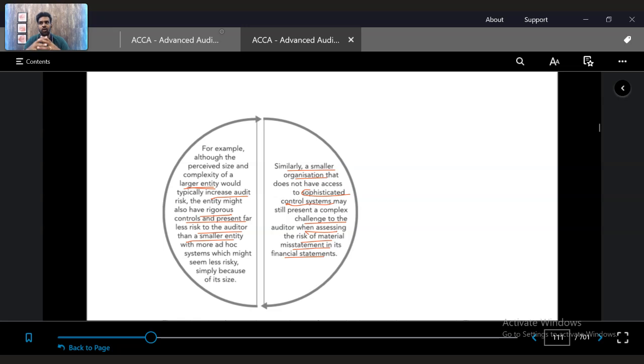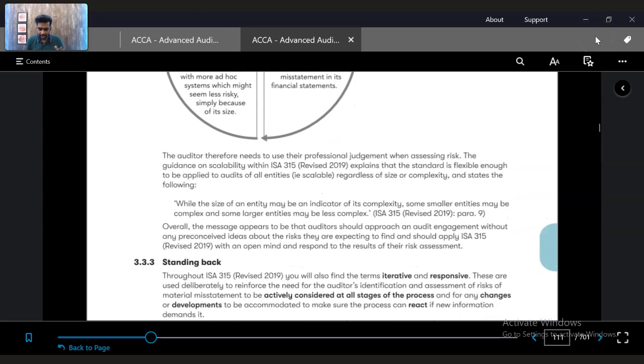So what scalability talks about is that you should not just look at the size, but also the complexity, and exercise professional judgment and be professionally skeptical when you are identifying the risk of material misstatement. This is what scalability talks about.